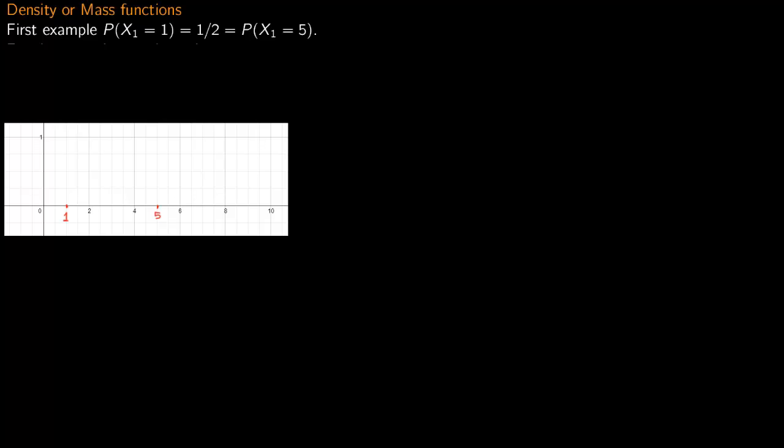So let us now talk about density or mass function. The first example is a random variable that takes on just two values, 1 and 5, and the associated probability with these values is half. So we draw it on the graph. The probability is right here.